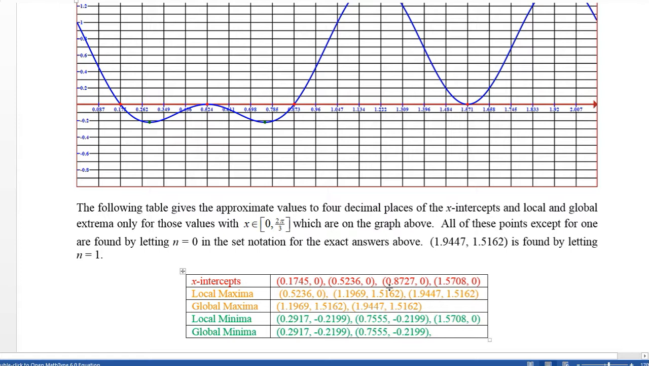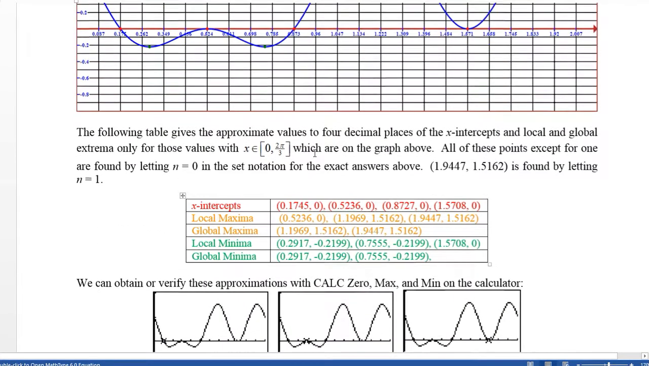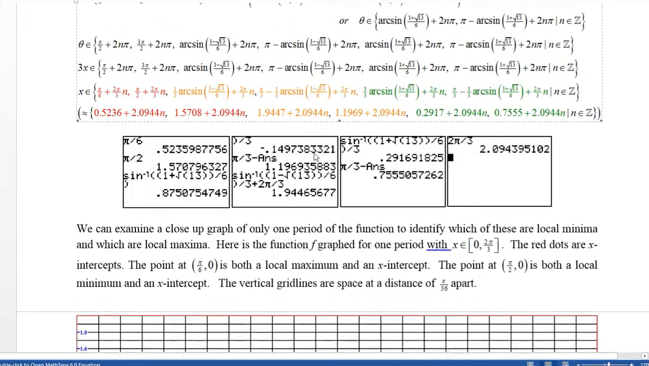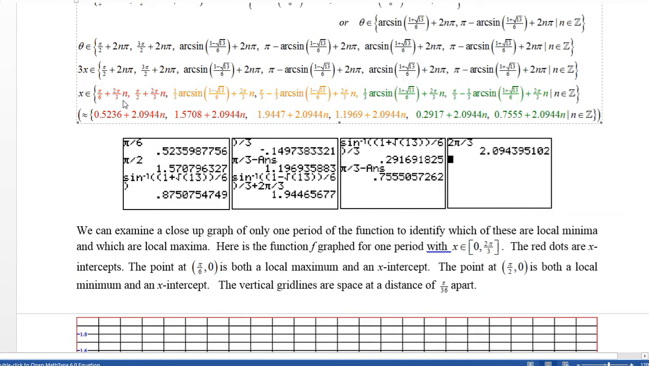And so I did just the ones only from 0 to 2 pi over 3. Here are decimal approximations for them, and they're the ones that you can see on this graph. But remember, this is not all of them. In fact, they're horizontal shifts of this by any multiple of 2 pi over 3. And so you see the full set is actually given here of the x values.